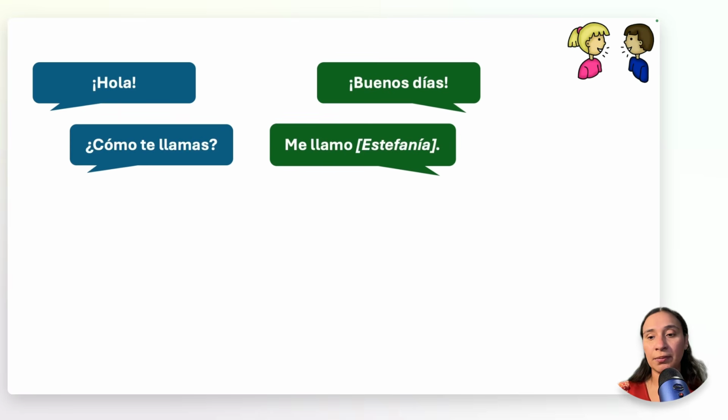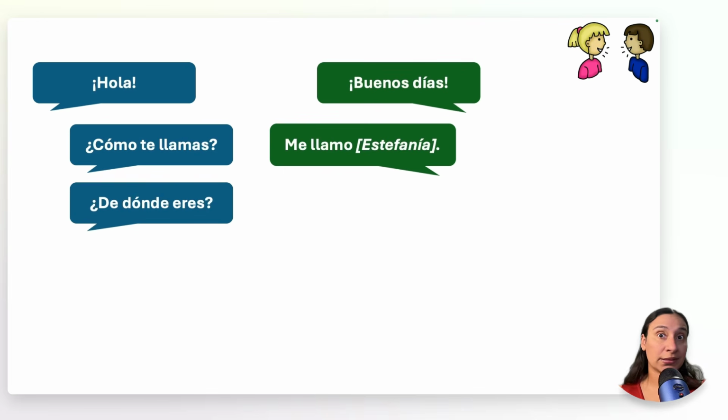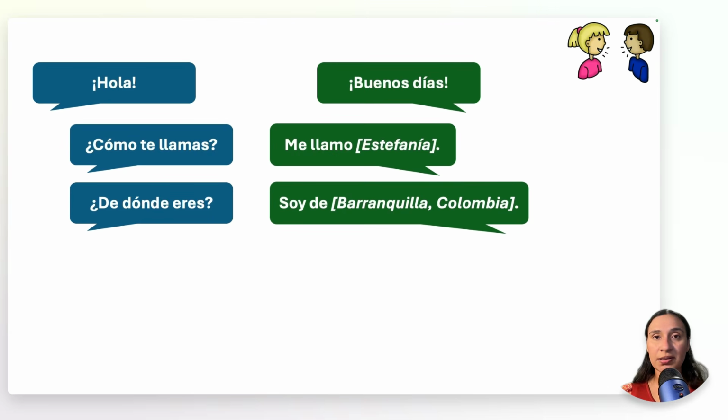Me llamo Estefania. I want to know more about you, and then I say, ¿de dónde eres? Right? So, where are you from? ¿De dónde eres? You're gonna answer, soy de, and then the place where you are from. For example, me, soy de Barranquilla, Colombia. Try to do it. Soy de, and then the name of your city, right? The name of your state if you are here in the United States.